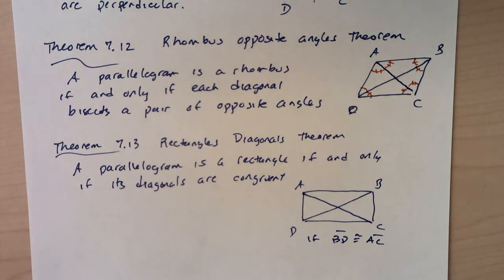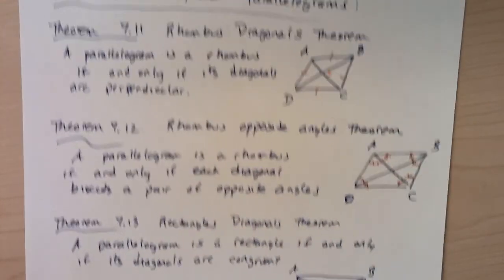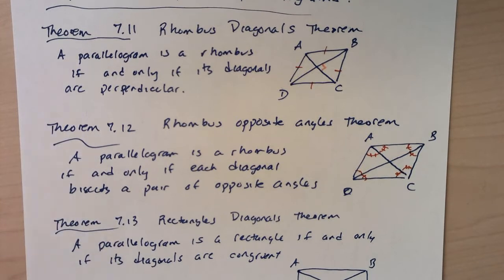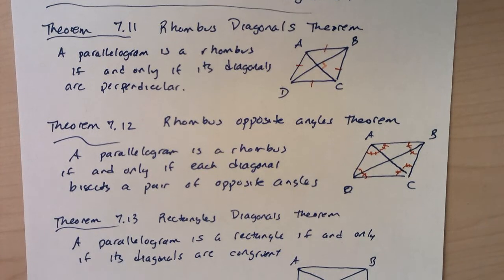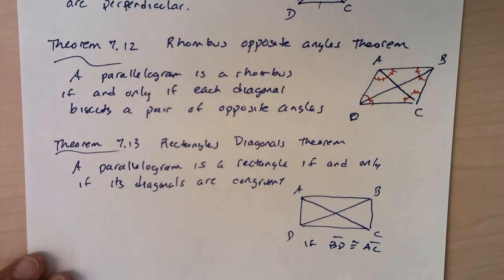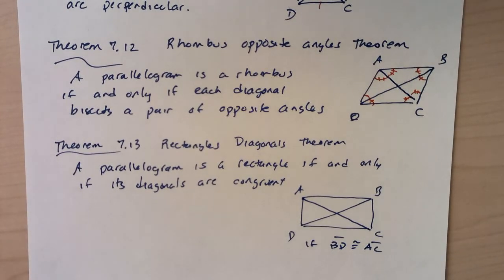Okay. So each of the properties are given in terms of biconditional statements. For example, going back to theorem 7.11, basically what that says is a rhombus has the diagonals that are perpendicular. Okay, theorem 7.12, opposite angles theorem. The diagonals of a rhombus bisect each of the opposite angles, and then the rectangle diagonals theorem basically just states that the diagonals of a rectangle are congruent.